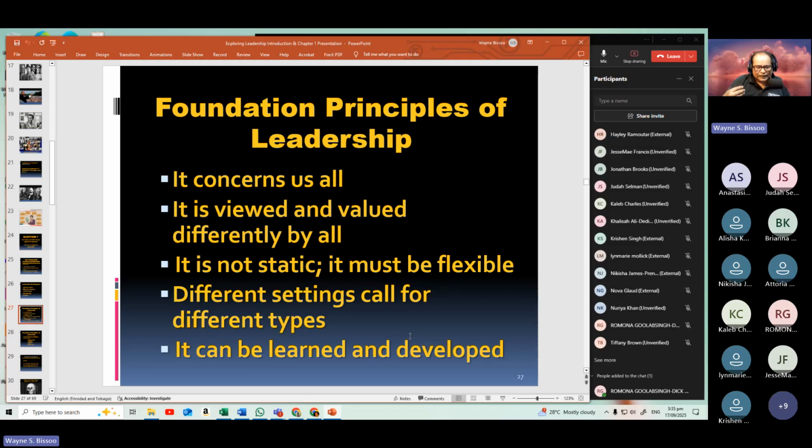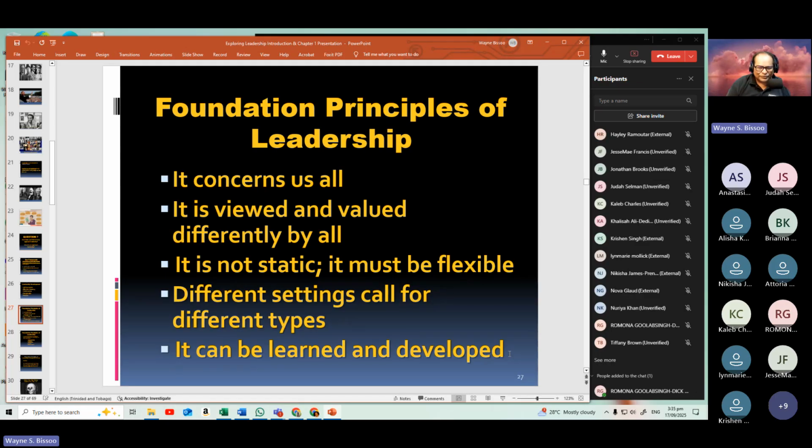Understand that leadership has to be a flexible, dynamic activity, and it cannot be that there's one methodology that you utilize for leadership. There has to be flexibility, which leads us to the second thing. There are different types of leadership techniques that you can use for different types of settings, and we're going to see that a little bit. And the most important element is that leadership is a skill that can be developed and learned. It is not something that is genetic to anybody.